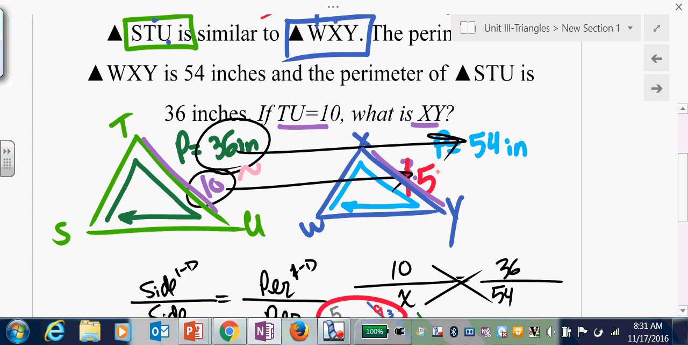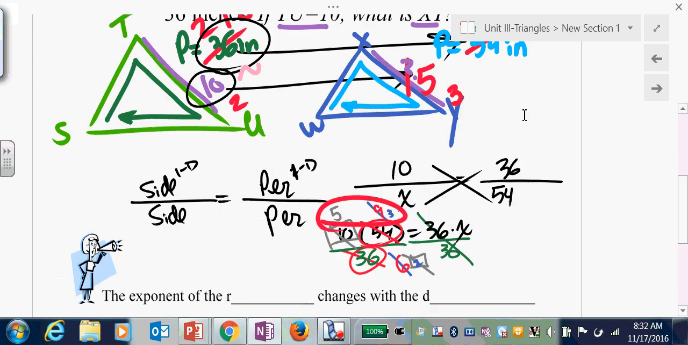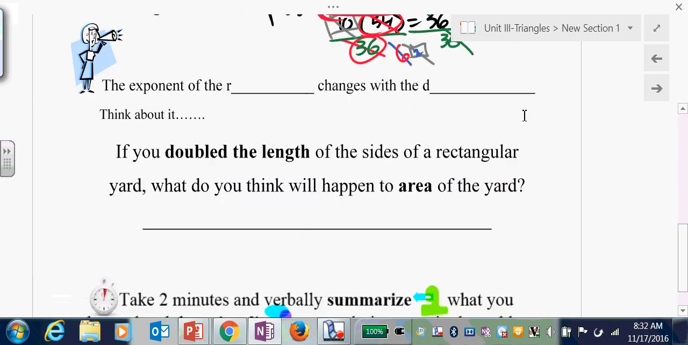The easy way to check this is you can reduce. I know this is a 2 to 3 ratio. And 18 goes in here twice. And 18 goes in here 3 times. And so that is also a 2 to 3 ratio. So your side length there is 15. Now remember, the exponent of the ratios changes with that dimension.